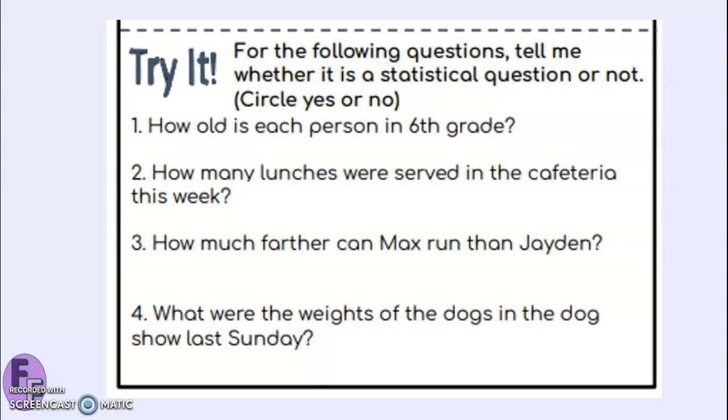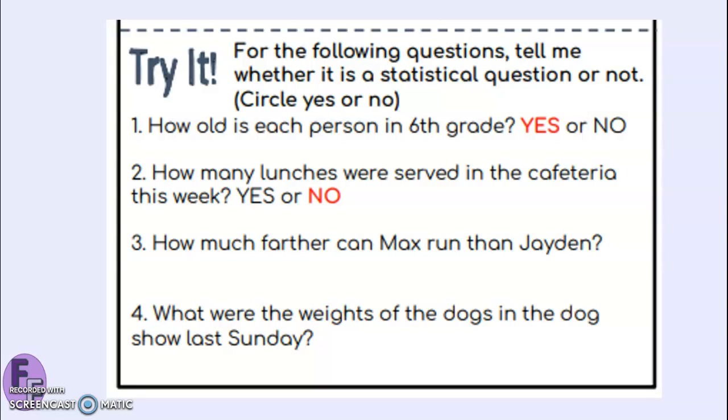For the following questions, write down whether it's a statistical question or not. You can circle yes or no. How old is each person in the 6th grade? Yes, this is a statistical question because you're going to get multiple answers. The majority will be 11 or 12, but we might have a few 10, we might have a few 13. How many lunches were served in the cafeteria this week? No, they're going to count them up and give you one number.